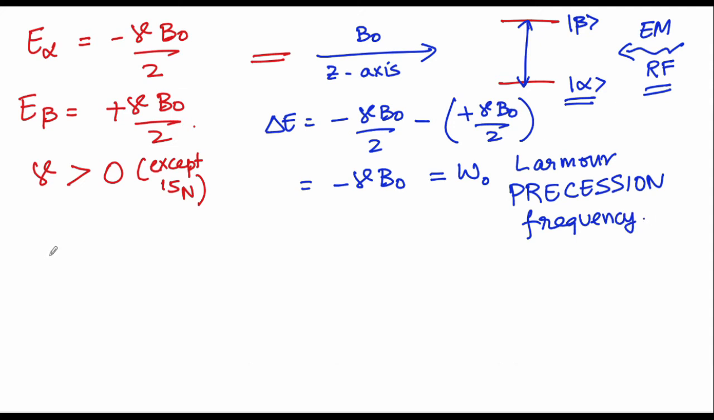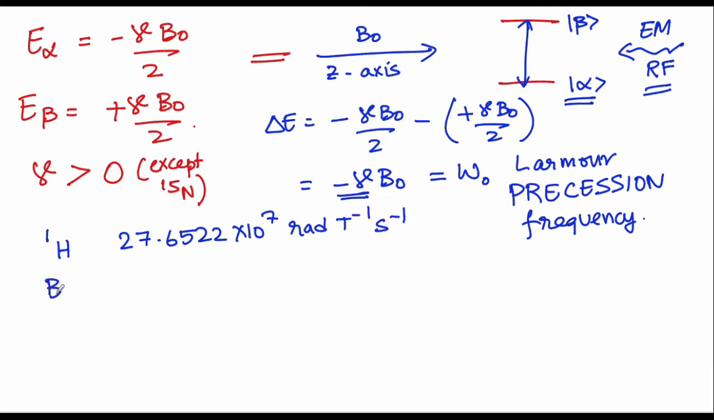This is characteristic for a given nucleus that you end up looking at because of the gamma being present. So let's take an example. From the case of proton, which has a magnetogyric ratio of 26.7522 into 10 to the power 7 radian per Tesla per second. If you apply a B naught of 11.74 Tesla, your omega naught is going to be the product of these.